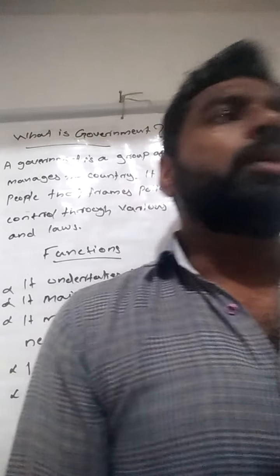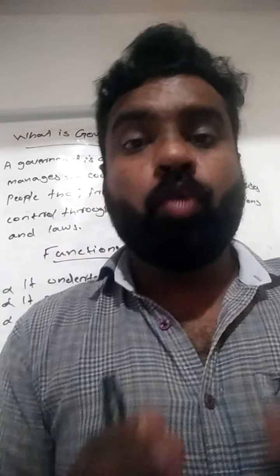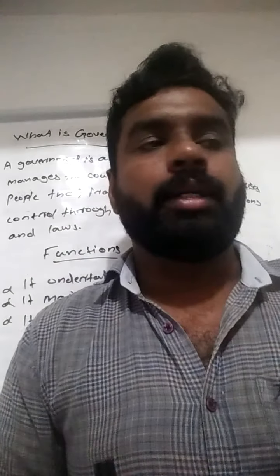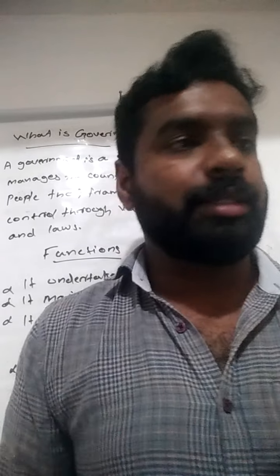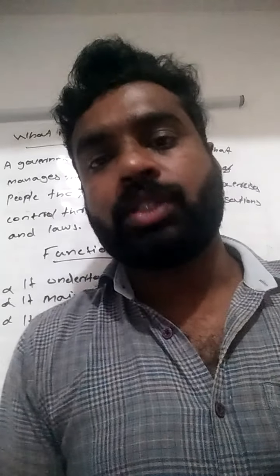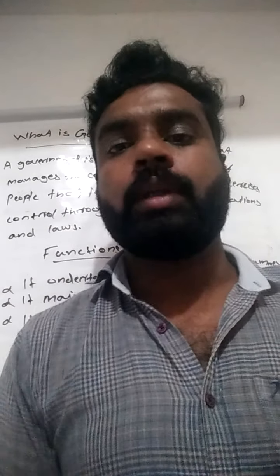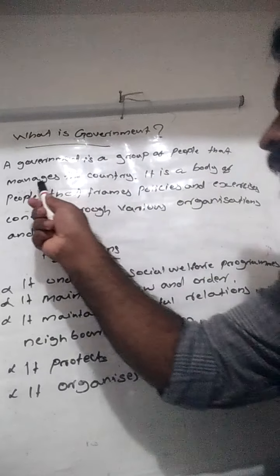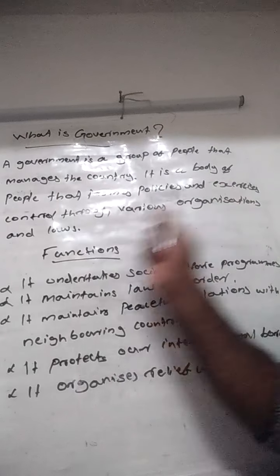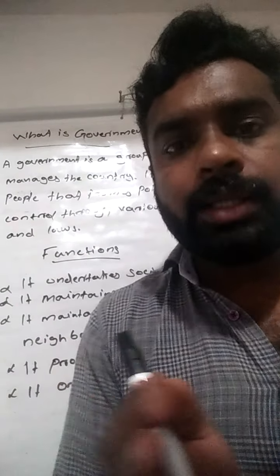Okay, so we can give a definition for the government. A government is a group of people that manages the country. It is a body of people that frames policies and exercises control through various organizations and laws. That is the definition of government. So that is known as government.